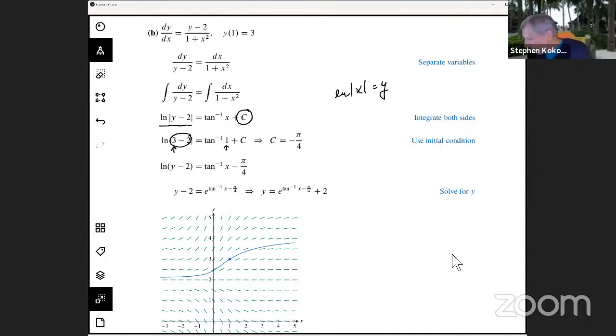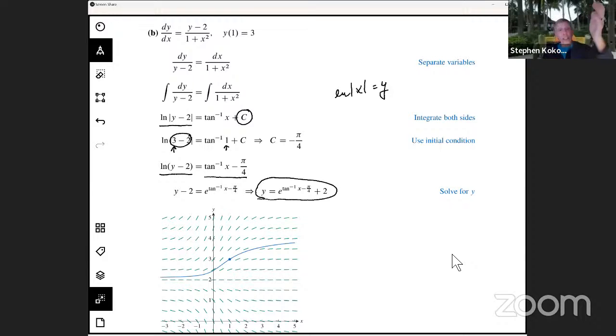That means in my next step, I can simply drop the absolute values. How do you take the absolute value of a positive argument? It is just that argument. I don't need that extra negative sign. So, okay, I've got the log of y minus 2 is equal to this expression with an arctangent over there. I'm going to solve this for y by first exponentiating and then adding a 2 to both sides. There's my expression for y.